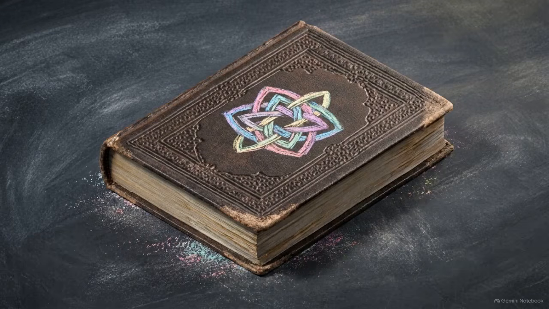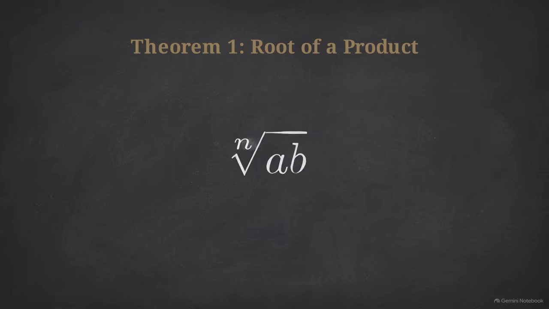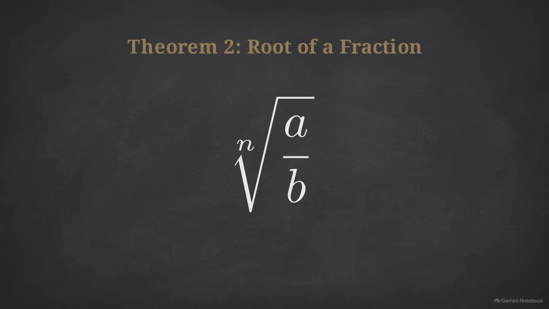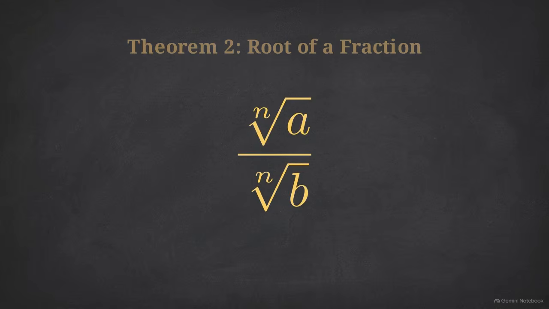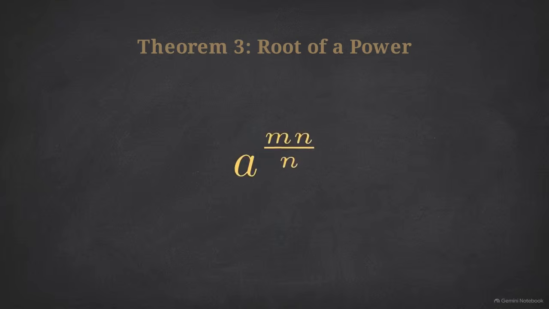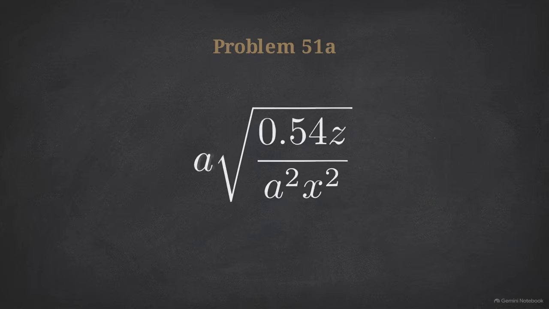Before the text introduces high-density problems, it establishes a set of foundational rules. These are the primitives. Theorem 1 establishes that the root of a product equals the product of the roots. Theorem 2 applies this to fractions, distributing the root across numerator and denominator. Theorem 3 extracts a power's root by dividing the exponent by the index. Problem 51a puts these rules into immediate practice.